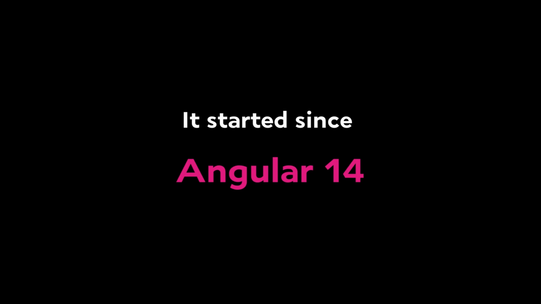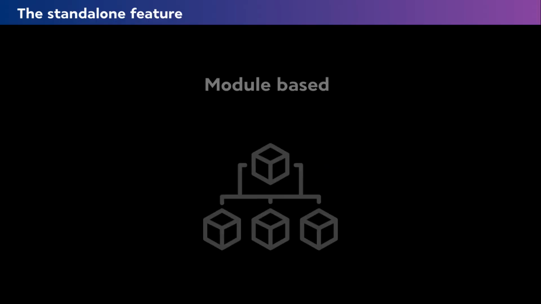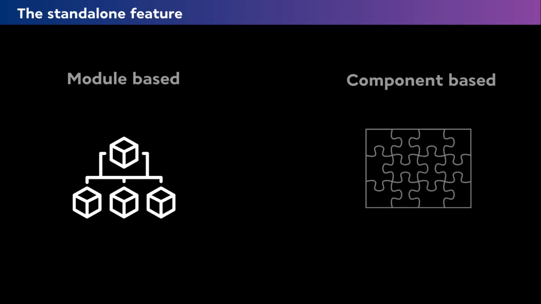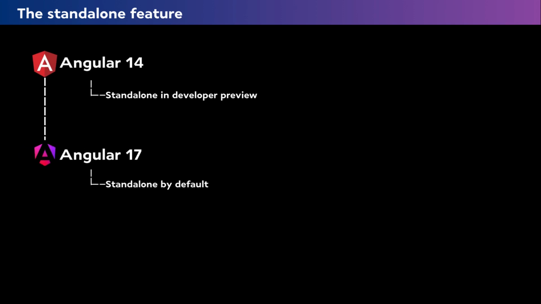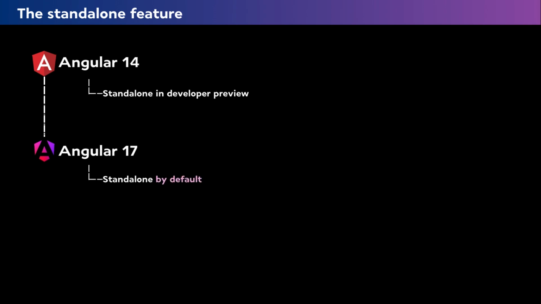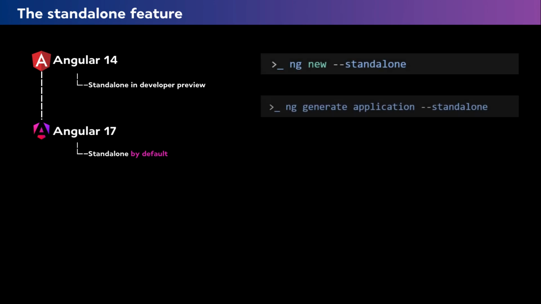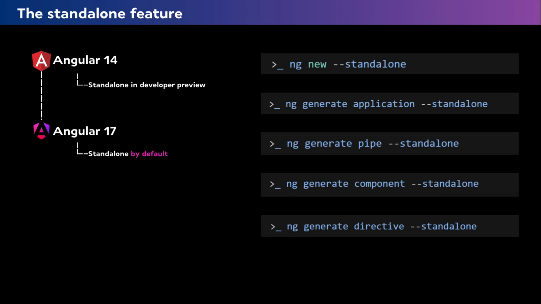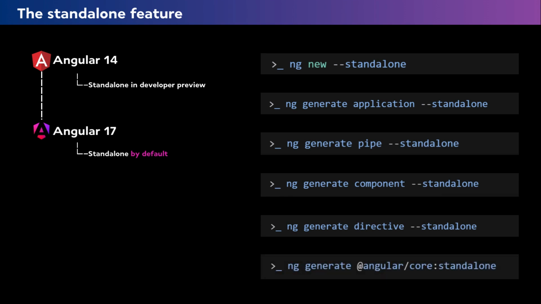The standalone feature was first introduced in developer preview of Angular 14. This feature shifts from a module-based app, where components must be declared in a module to be used, to a fully component-based app. In Angular 17, the Angular CLI schematics fully supports the standalone feature, and it's even the default option. With this feature, you can create a complete standalone app, standalone pipe, component, directive, and even convert your code to standalone.